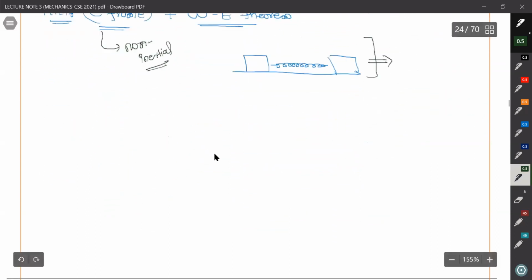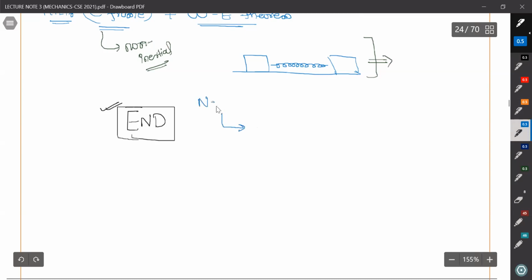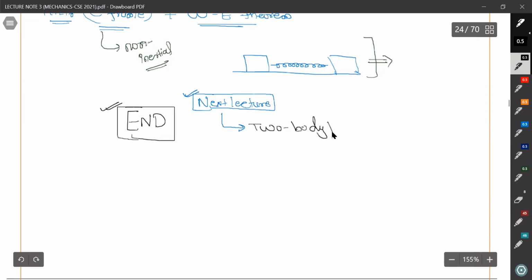Okay, so I want to conclude this chapter. Not that the chapter is finished. In conservation of momentum we have something left. So in the next lecture, don't think that we have completed the center of mass. We have something left, that is the two body problem. That is reduced mass. So we will study this also.